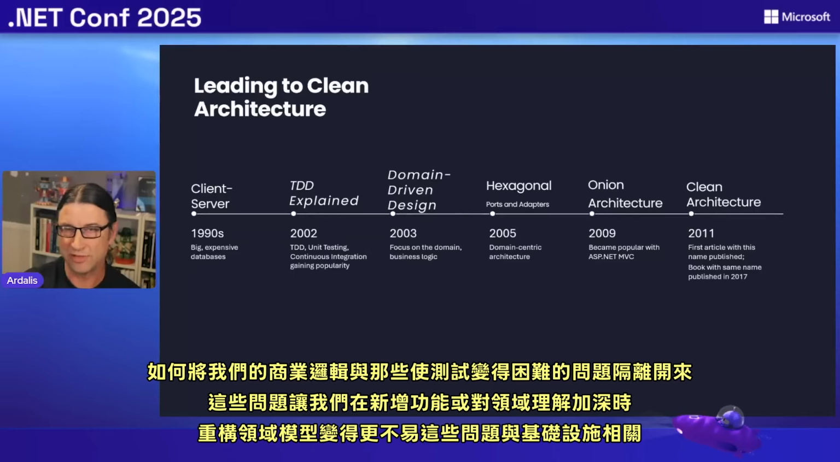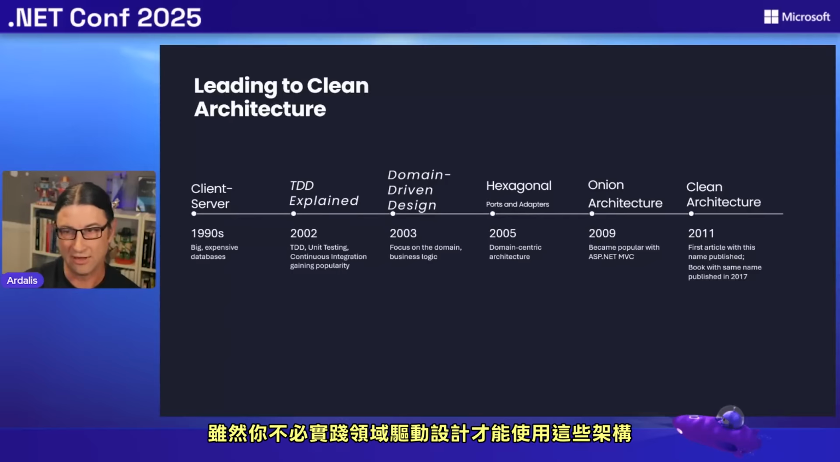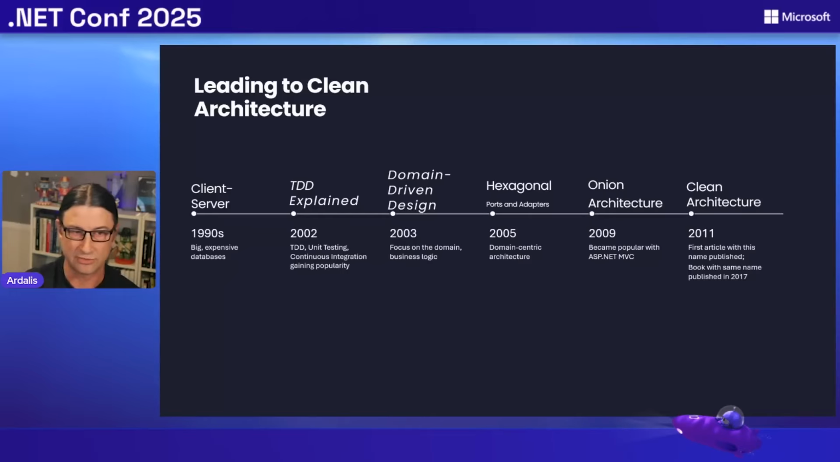And you just have to remember that the main thing that we were trying to solve with these architectures was how do we isolate our business logic from all these infrastructure concerns that make testing difficult and make it harder to refactor that domain model as new features come in or as our understanding of the domain grows. All right, so to my experience, this is fairly in line with domain-driven design, although you don't have to practice domain-driven design to use any of these architectures.